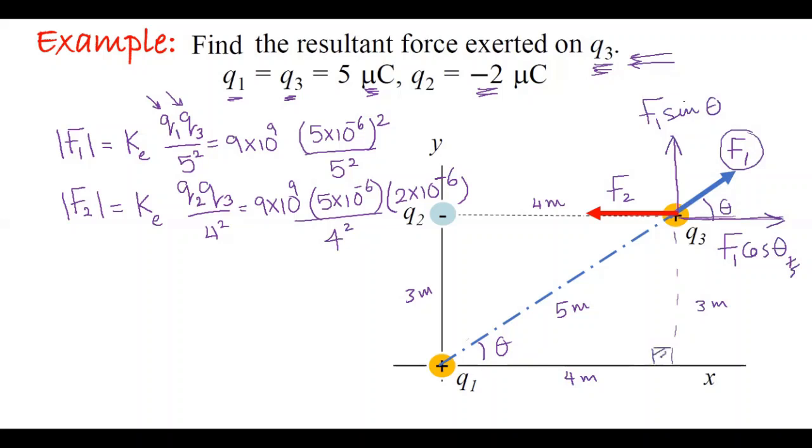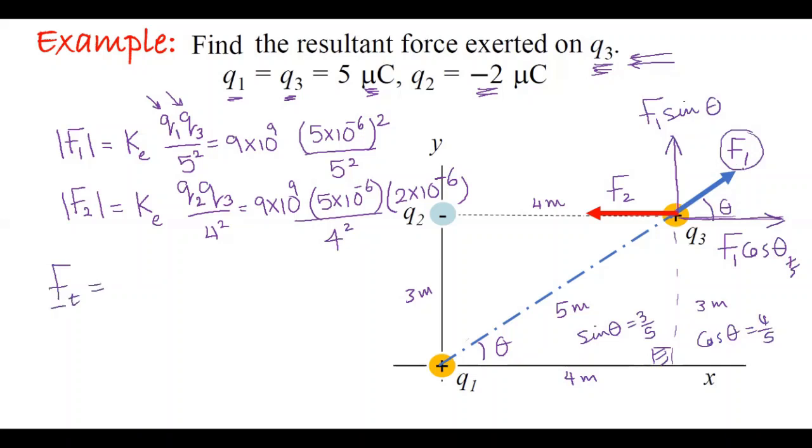This is a right angle triangle. Sine theta and cosine theta are already known. Sine theta equals 3 by 5, and cosine theta is known, 4 divided by 5. Okay, we don't have a problem with this. And what is left is to write the total force as a vector.